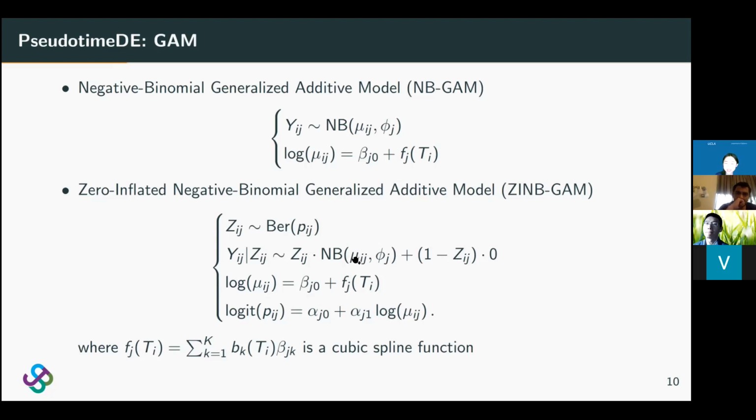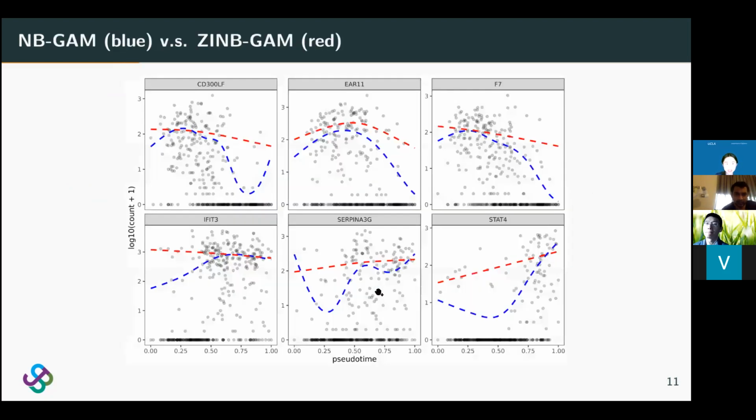What we're plotting here is how the estimated log mu ij changes with pseudotime. So you see that, indeed, the ZINB is not so affected by the presence of zeros, because clearly there are more zeros, but the ZINB only goes down a little, while if you look at the NB, it goes down a lot because it's shown that trend. Since you can see, the data is pretty noisy for every gene across the cells.